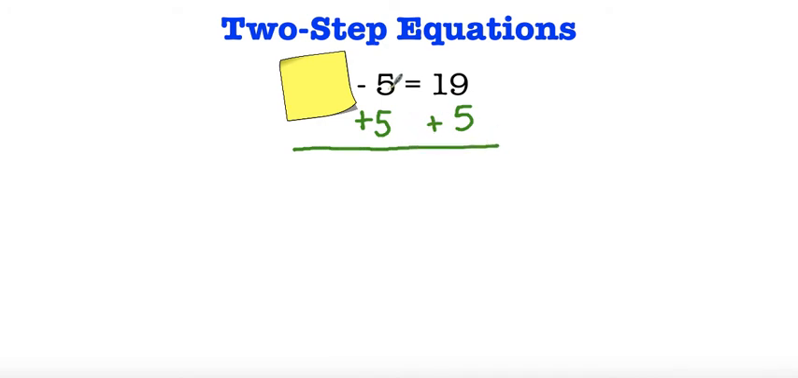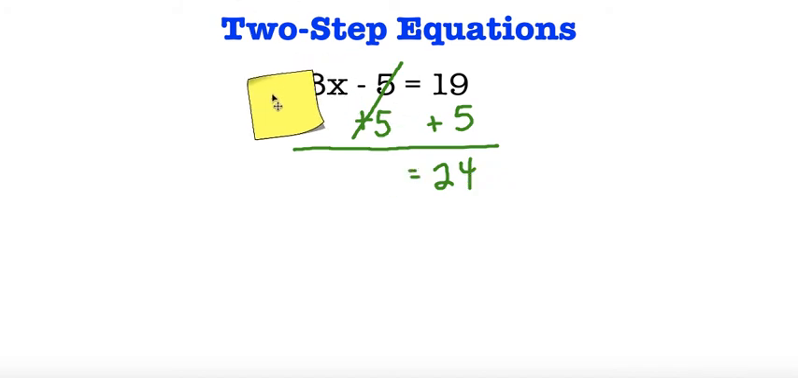So on the left side, I have negative 5 and positive 5 here, and they're 0 pairs because they're opposites. So these two cancel out, and that was my goal. And on the right side, I have 19 plus 5, which is 24. So I know that 8x minus 5 is equal to 19. I could take that sticky note out because I canceled out my minus 5 with a plus 5. And now I could just bring down the 8x. So now I have 8x is equal to 24.